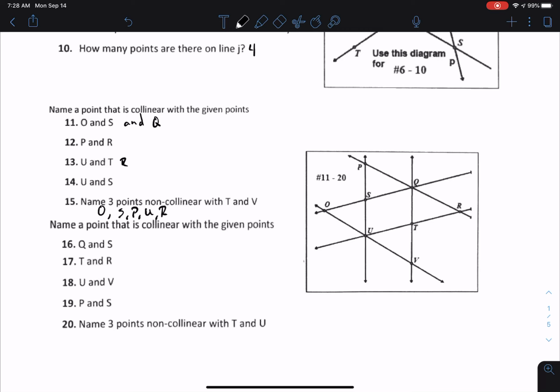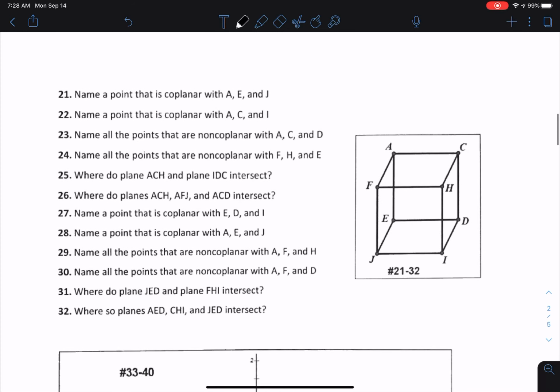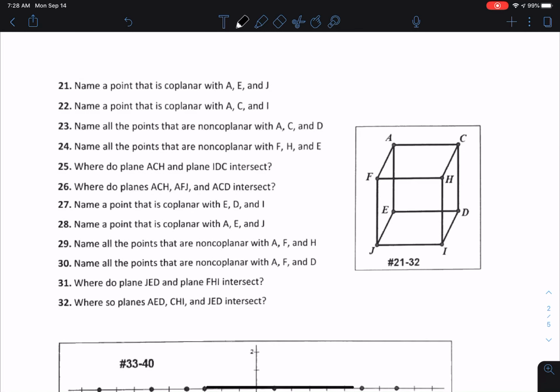All right, name a point that is collinear with the given points, 16 through 20. That's the exact same thing as 11 through 15. I believe you can do that. This one looks a little bit more fun. This one's talking about coplanar. It's almost like collinear, but this one's coplanar.